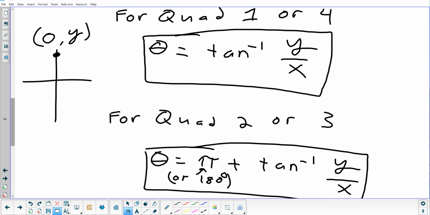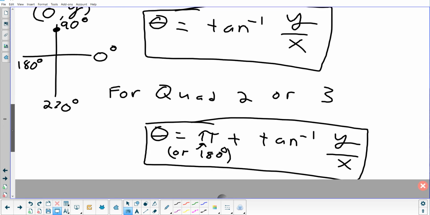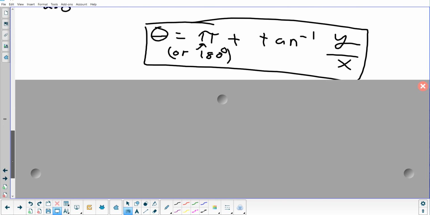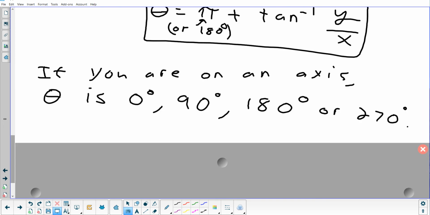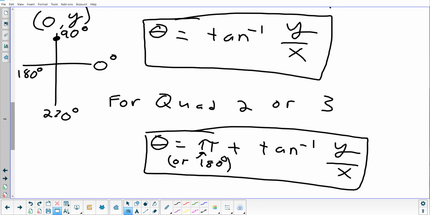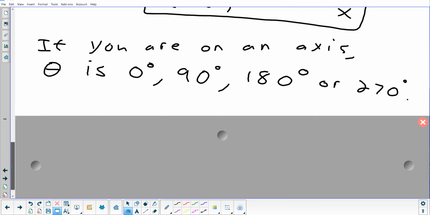What's wrong with plugging a 0 in for x in those formulas? You'd be dividing by 0. So these formulas don't work if you're on an axis. How do you figure it out if you're on an axis? You just have to memorize it. This is 0. If you go up, it's 90. Left is 180. Down is 270. You just have to memorize those 4. So now, between knowing the 4 that are on an axis and knowing the formulas for your quadrants, you can find an angle in polar, no matter what the coordinate they give you is.